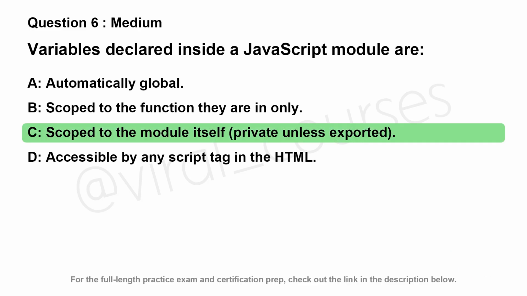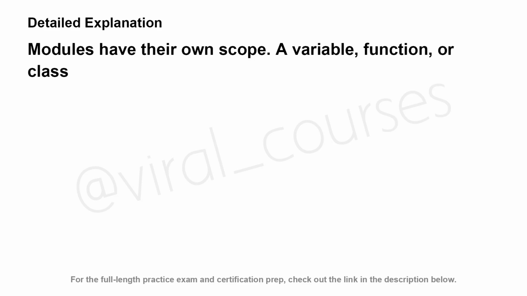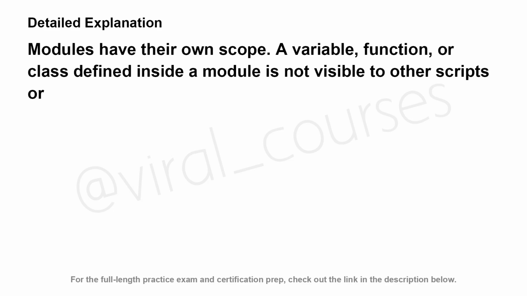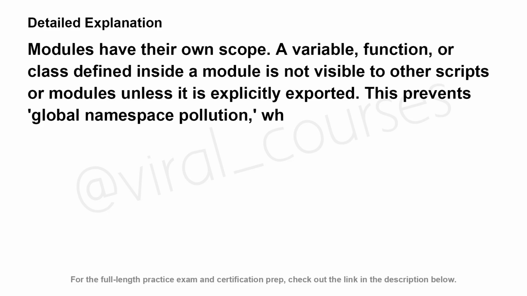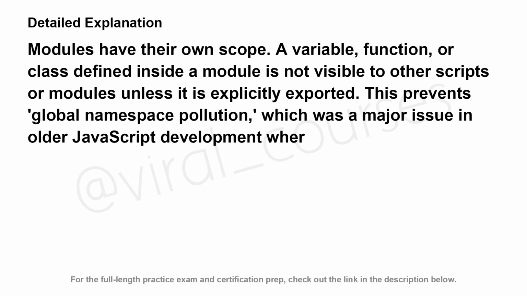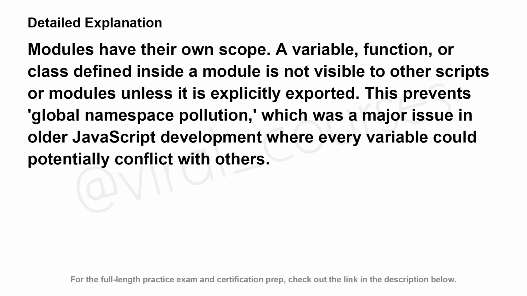The correct answer is C. Modules have their own scope. A variable, function, or class defined inside a module is not visible to other scripts or modules unless it is explicitly exported. This prevents global namespace pollution, which was a major issue in older JavaScript development, where every variable could potentially conflict with others.